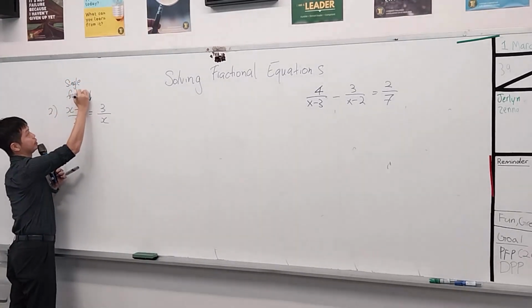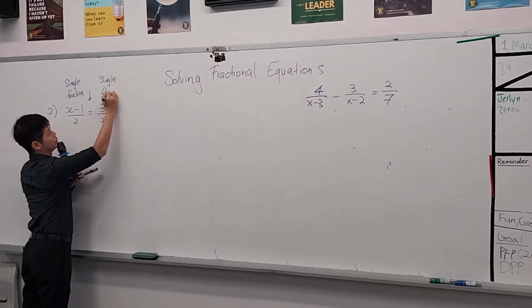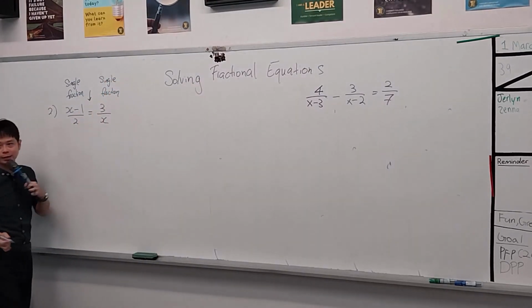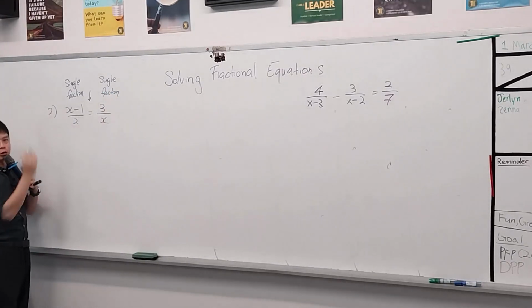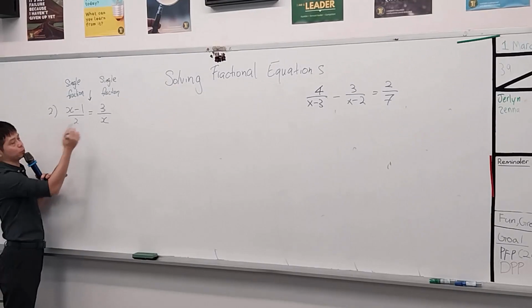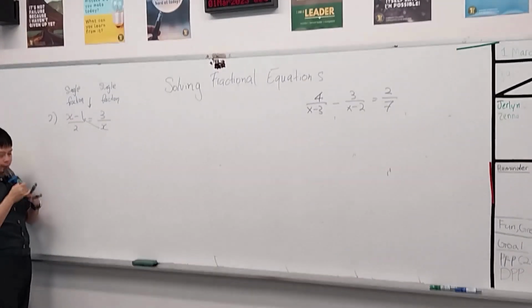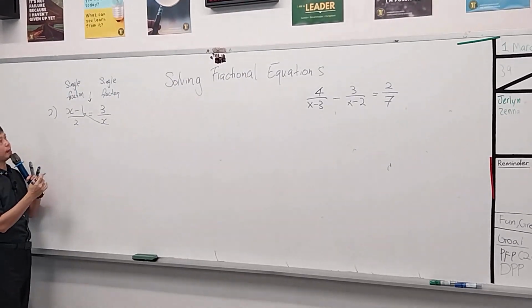Now when it's a single fraction equals a single fraction, what can we do? In order to solve for x, we can cross multiply. The action of cross multiplying is to remove the denominator. So how we do that is we have to cross to the other side. I'll do it step by step.